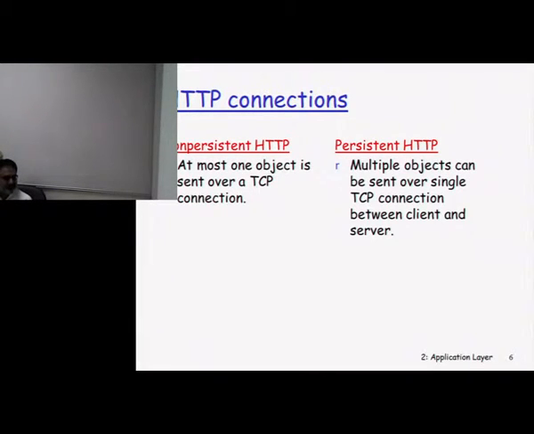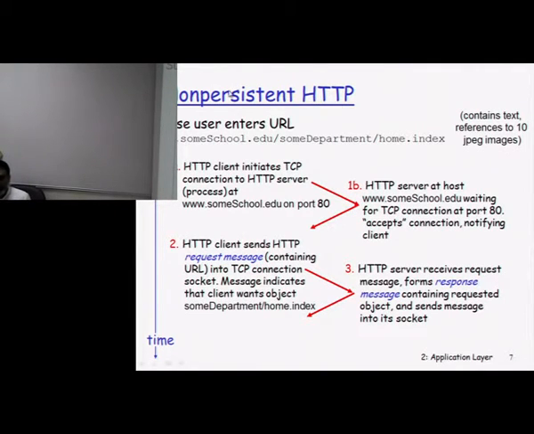Suppose a user enters a URL, www.someSchool.edu/somedepartment/home.index. This is the complete Universal Resource Locator of this website, and it contains text and references to 10 JPEG images. Every JPEG image is one object. So on this page there is some text, and there are 10 JPEG images. Clear? Now let's see how, when the communication begins, it will start transferring the objects.